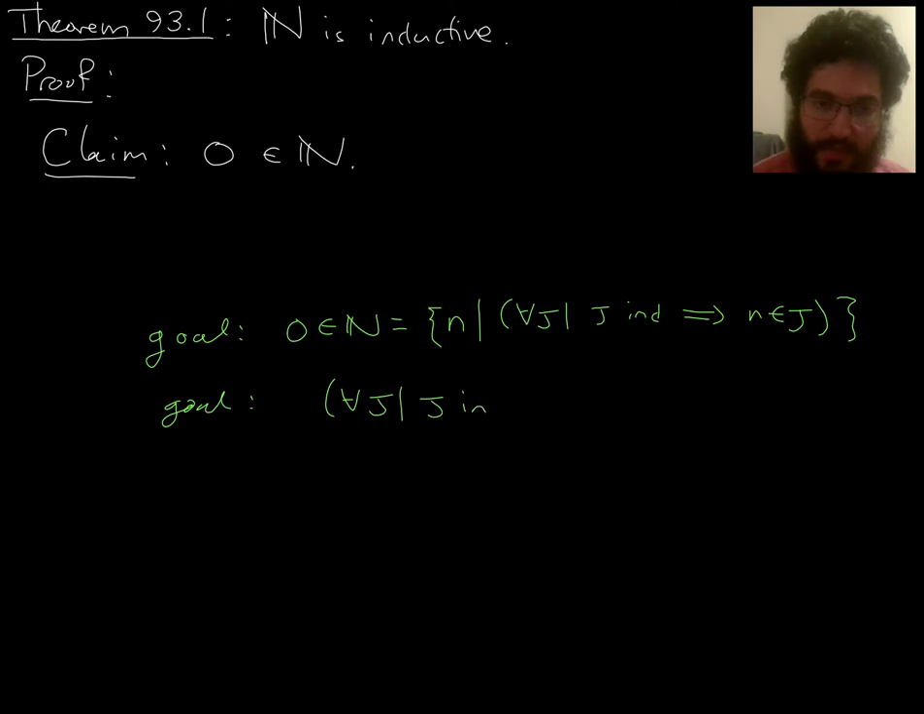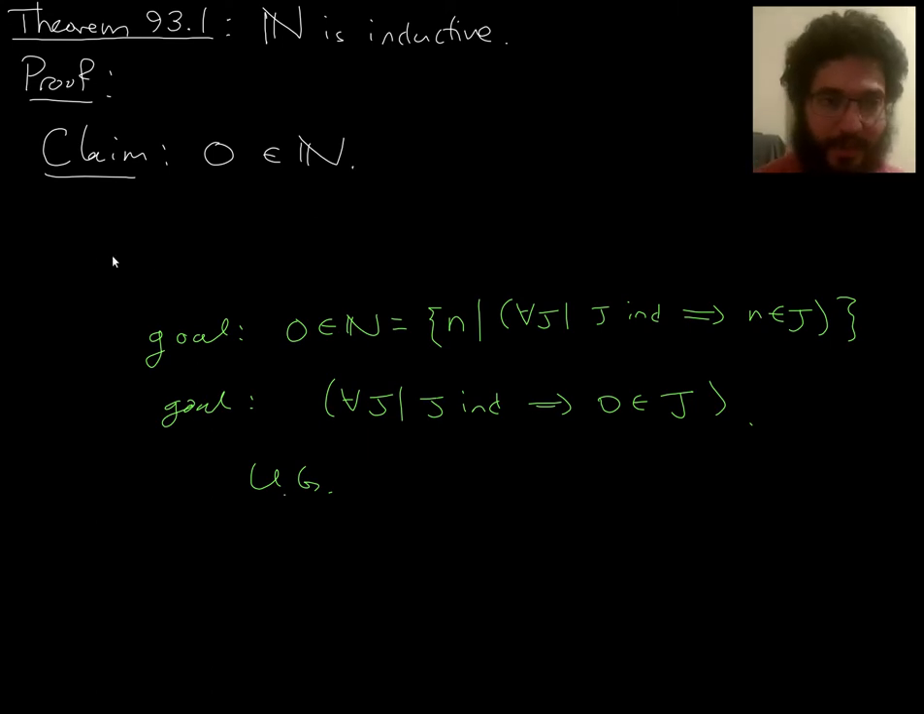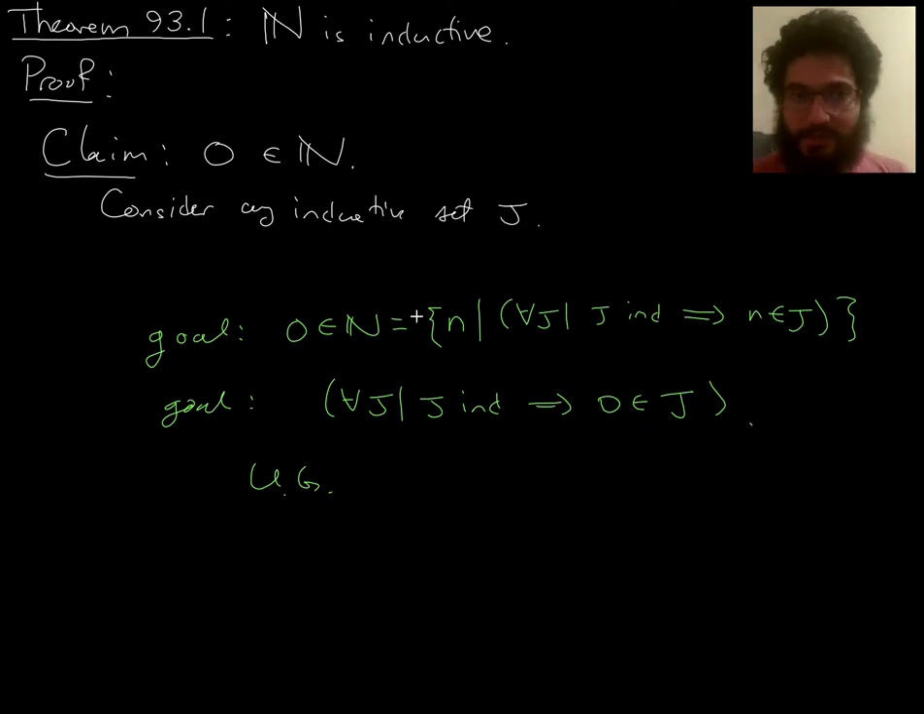It's to prove that 0 is in every inductive set. So this is a universally quantified statement that I'm trying to prove. UG is going to be my approach, right? Consider any inductive set j. Now I must prove that 0 is in j.